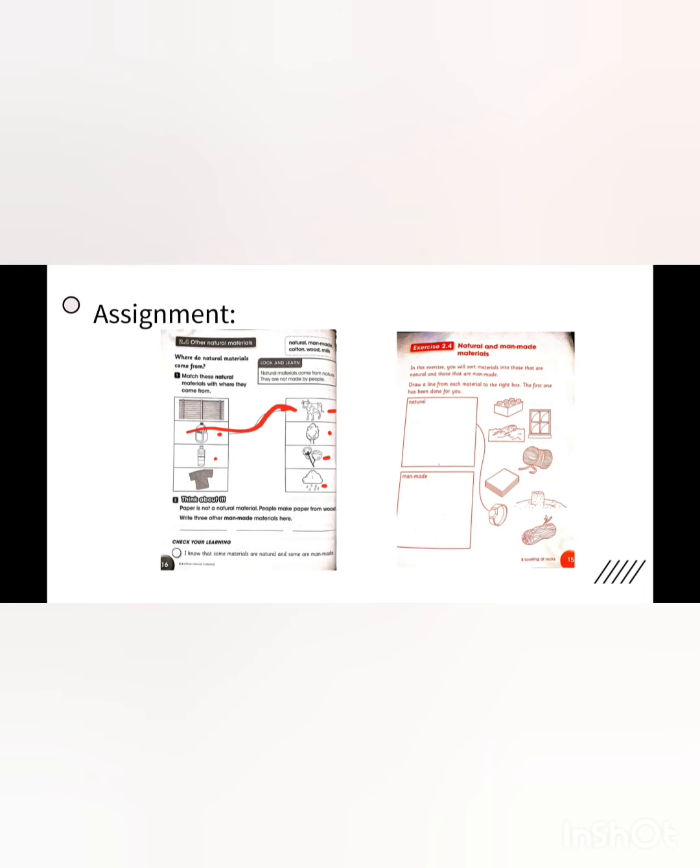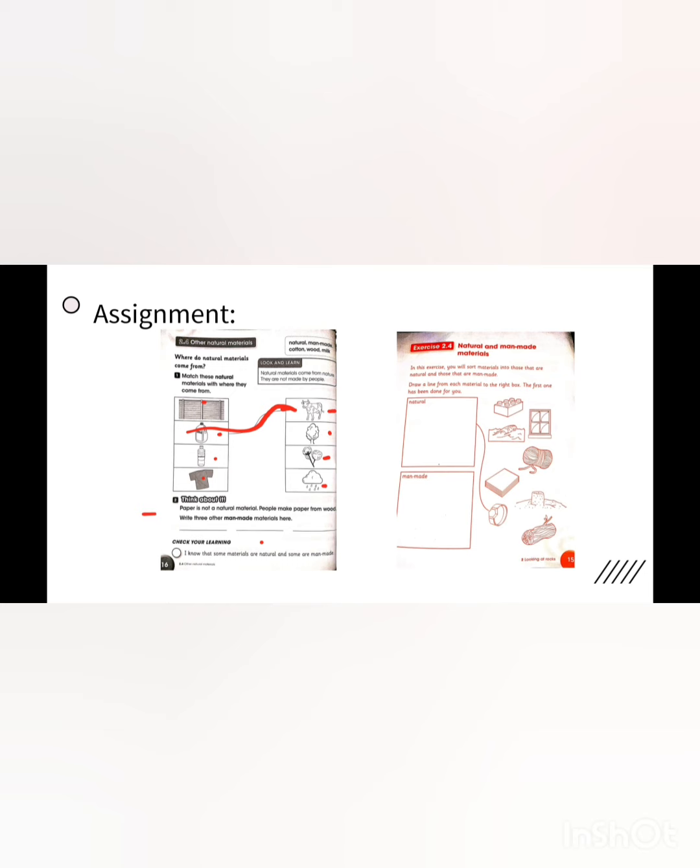What is this? Water. You have to match, where do we get water from? This is a cotton shirt. You have to match it. And this is a wooden shield or wooden wall. You have to match it, where does it come from? And question number 2 is, paper is a man-made material. People make paper from wood. We have to write 3 other man-made materials, okay?